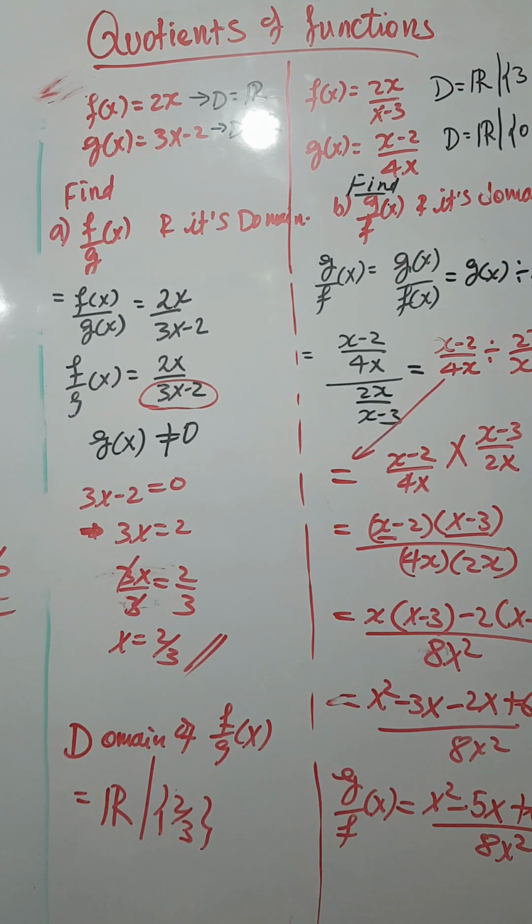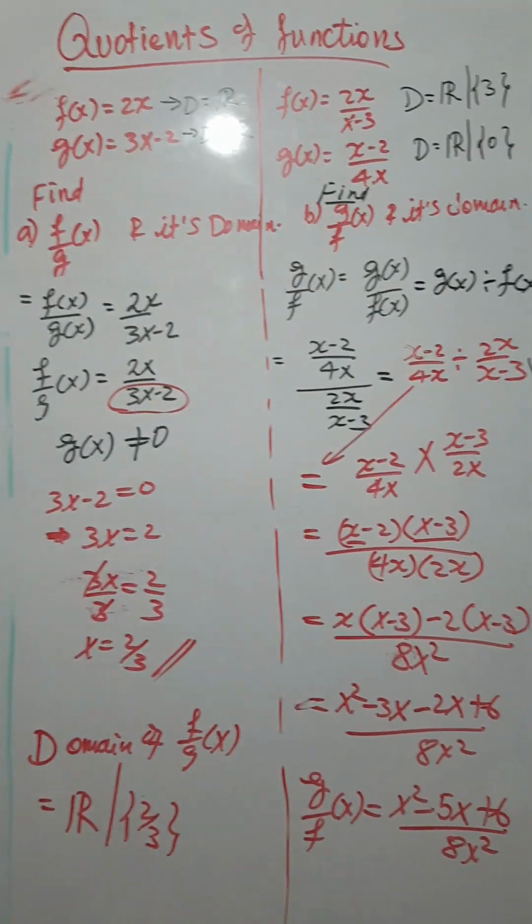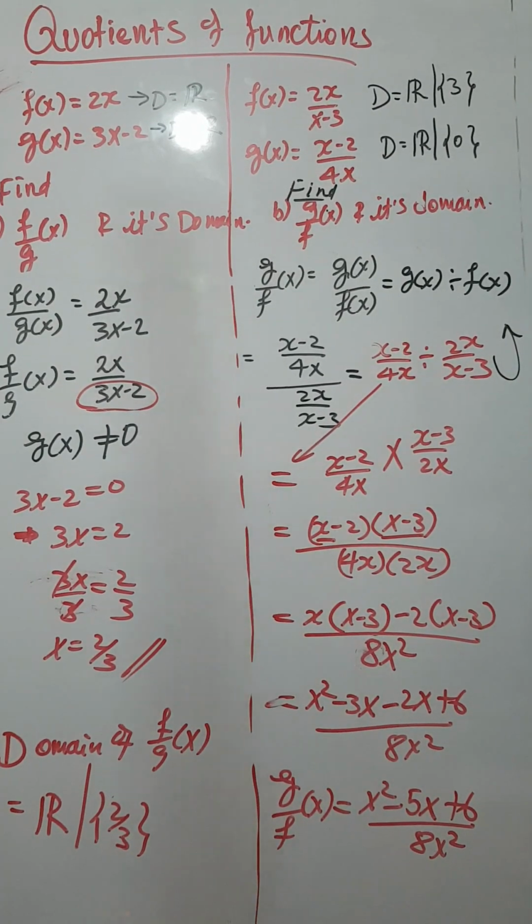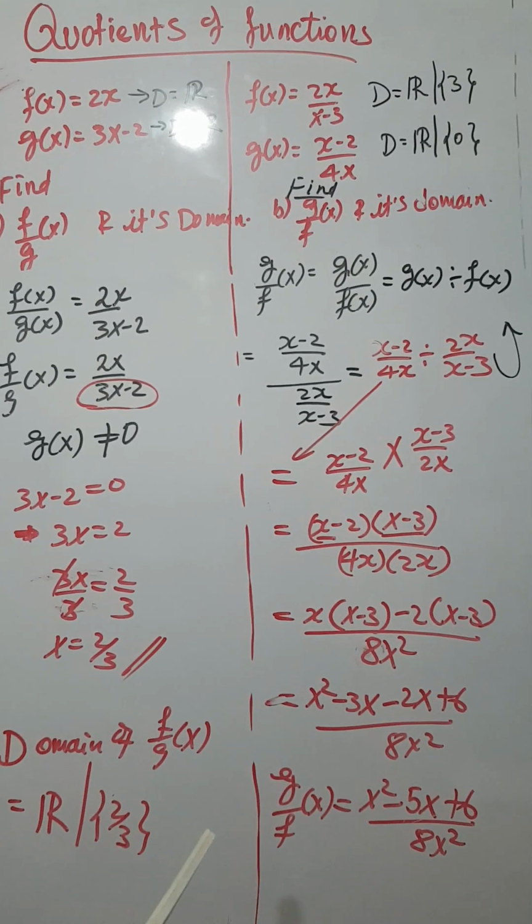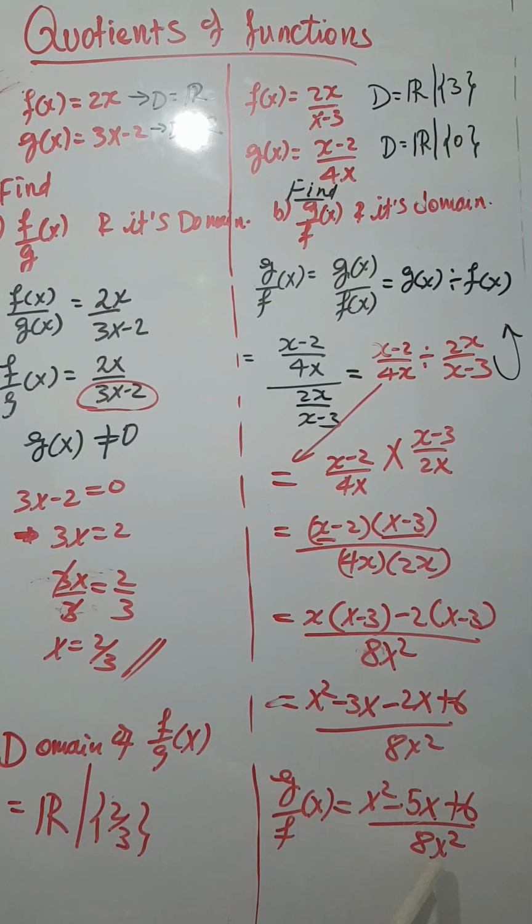Now what is the domain of g over f of x? What number can make it undefined? First we identify it. What can make the denominator 8x squared 0? Only when x is 0 does it become 0. So any real number can be used for g over f of x except the number 0.